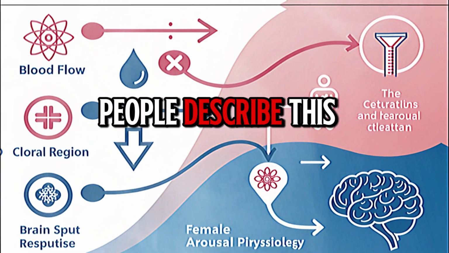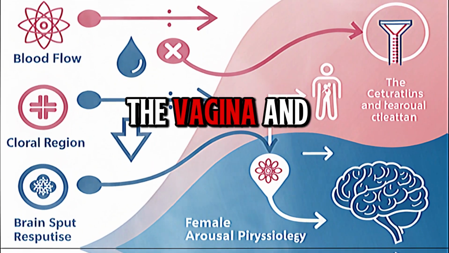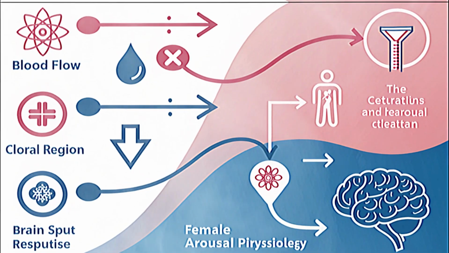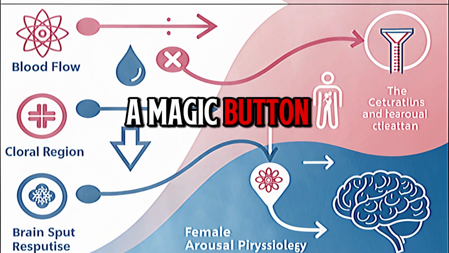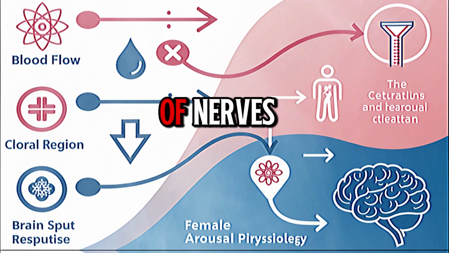A lot of people describe this as you can feel or find this area by putting a finger in the vagina and using a come hither motion. However, it's not like a magic button that you can actually find and press. It's just an area where there's lots and lots of nerves.